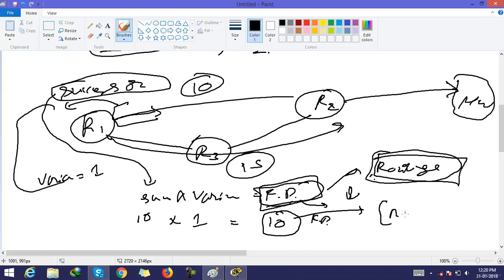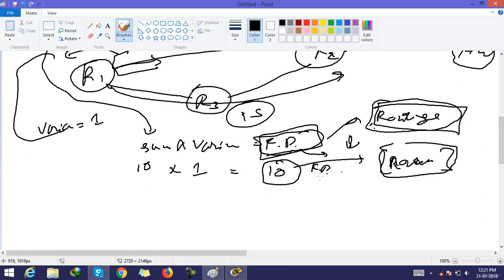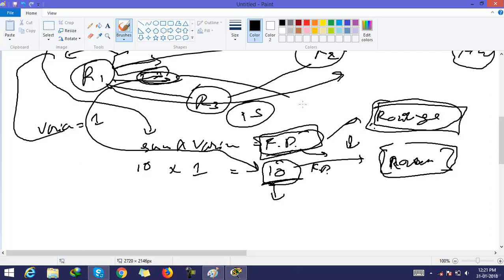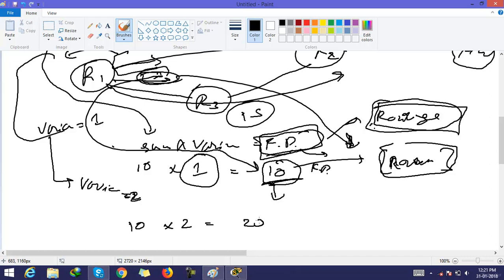This goes to the routing table, and then the routing table checks whether any other path is available that has less metric than FD. For example, if there is another path that has less metric than this 10, this path is also included in the routing table. So we play with this value. Now we can change this variance. We change this variance to 2. Now the successor's metric is 10, variance is 2. Now FD becomes 20.